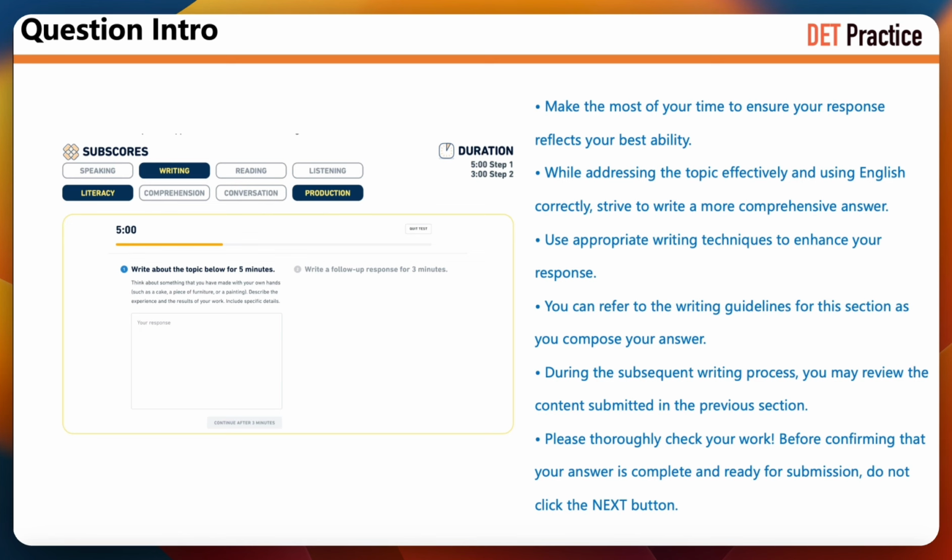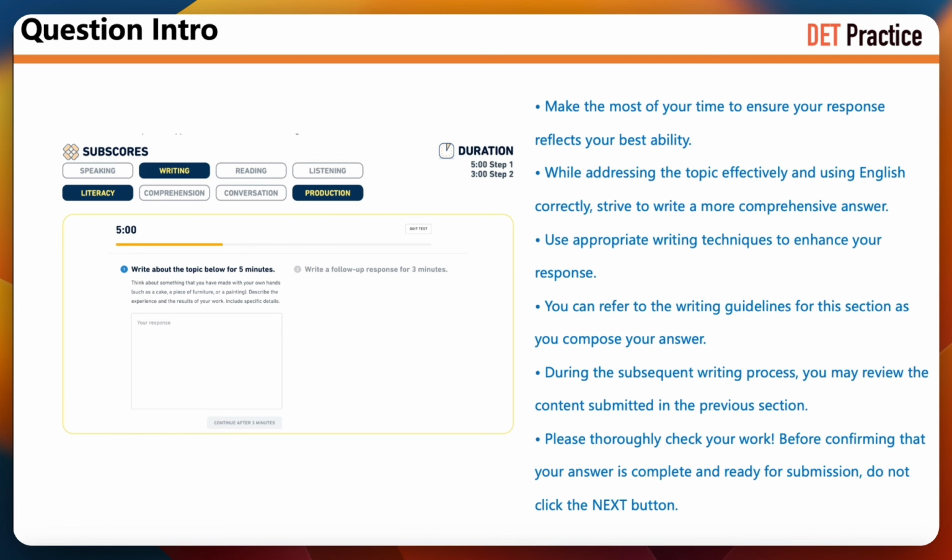Once you've completed the initial writing phase, you'll have a chance to review what you've written before moving on. This is crucial, so take advantage of it. Finally, before you submit your work, double-check everything carefully. Make sure you're completely satisfied with your answer and that it's polished and ready for submission. Only then should you proceed to the next section. Remember, thorough proofreading is essential, so don't rush to hit that next button until you're absolutely certain your response is complete and up to your highest standards.